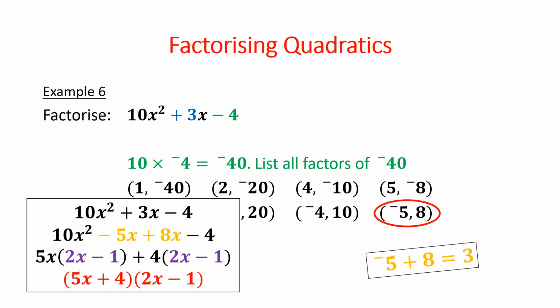How do we get those two brackets? The first bracket is 5x plus 4, and the second bracket's whatever's inside the brackets. So our final answer could be (5x plus 4) times (2x minus 1), or (2x minus 1) times (5x plus 4).